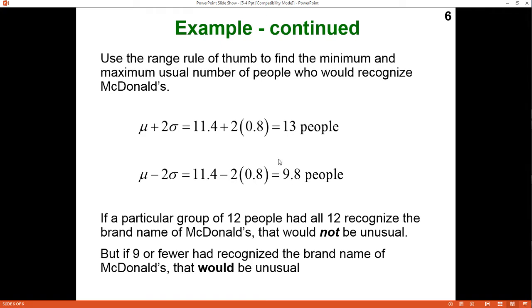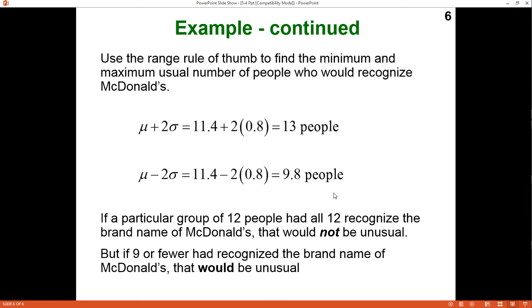So it's not unusual that if you pick 12 adults, you find that all 12 of them recognize the brand name McDonald's, because that's within this range. However, if you did pick 12 and 9 or fewer recognize the brand name, well, that's outside of this range. Anything lower than 9.8, so 9, 8, 7, 6, that would be an unusual outcome.